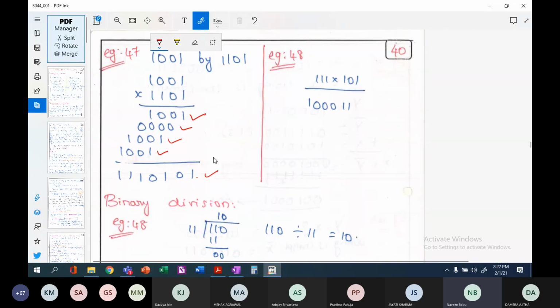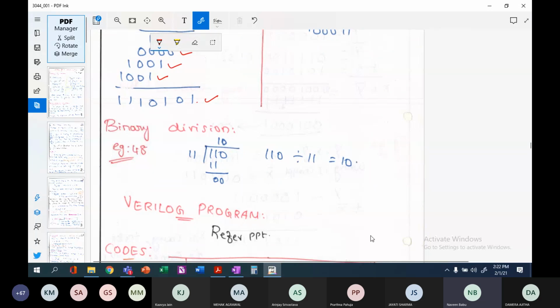Again, binary division is also similar to how you perform decimal divisions. In case you want to divide 110 by 11, then you follow the same process. 1 times 1. So when you subtract, this is going to be 0. You drop down 0. You add 0 to it. So this is the answer.